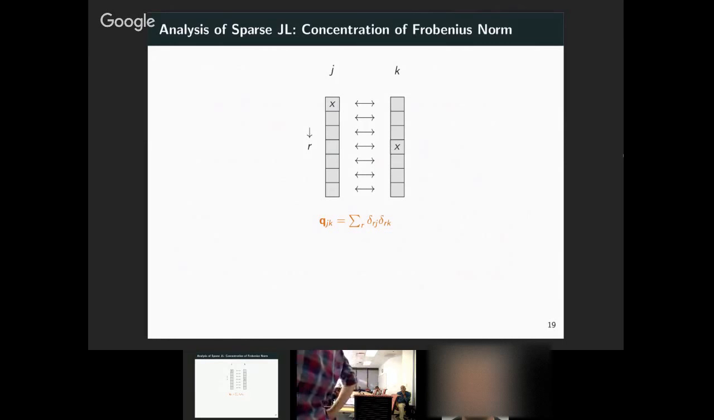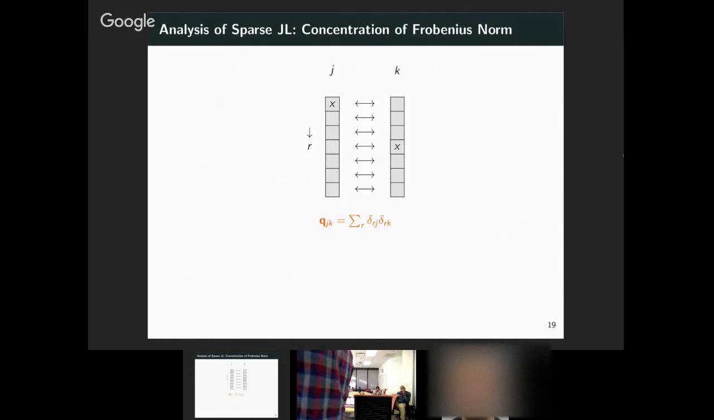So what this Q_JK random variable denotes is basically counting the number of collisions within these two different columns. Right? So we're just going through here and seeing what are the coincidences. And in this realization, in fact, we have no collisions, so the Q is 0. But in general, it could be something else. Of course, it's always going to be upper bounded by S.